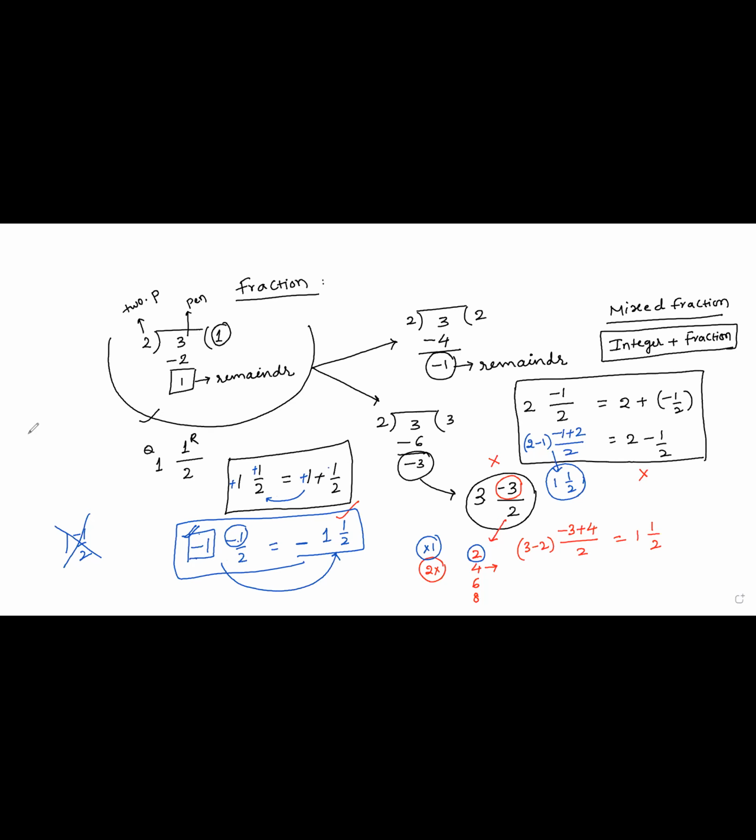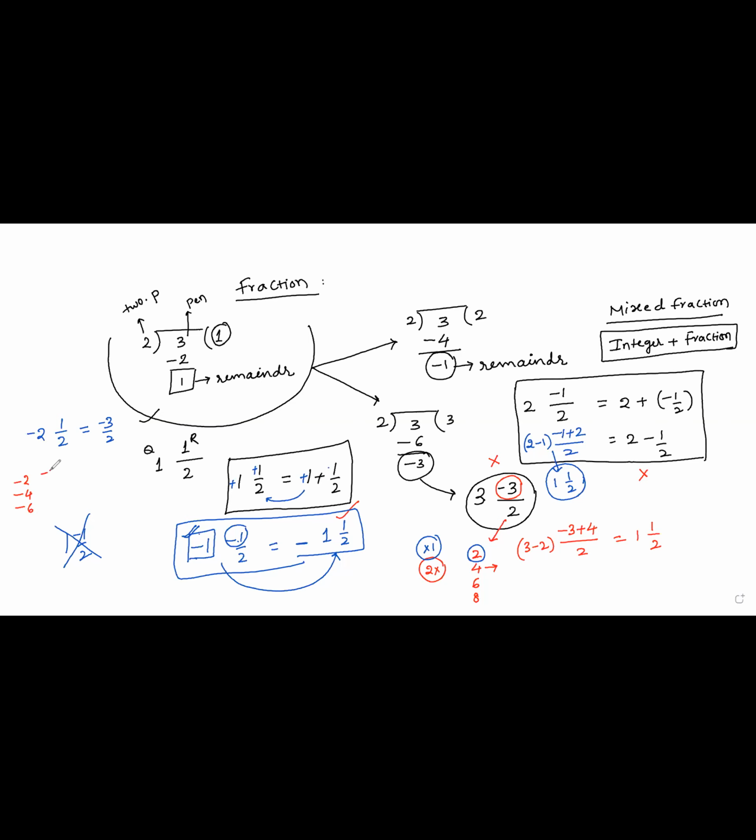Sometimes what happens, look here, -2 1 by 2 will appear. If you solve this question, let us see what happens. 2 times -2, so this is -3 by 2, the original answer. So we want to make the numerator negative in this case. Why? Because our quotient is negative here. So negative table: -2, -4, after that -6. In this way, we have to go.